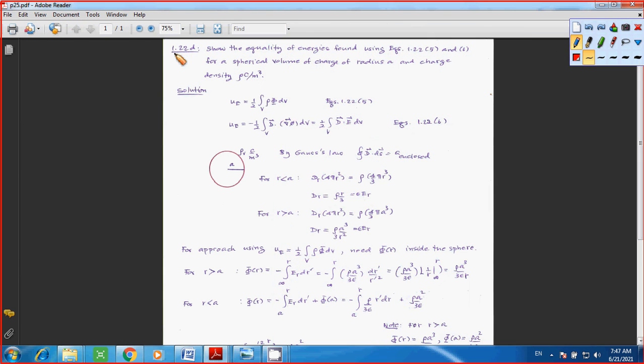Problem 1.22d: show the equality of energies found using equations 1.22 and 1.25 for a spherical volume of charge of radius a and charge density rho coulomb per cubic meter.